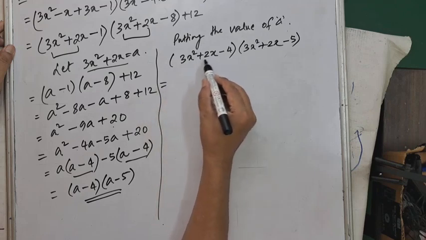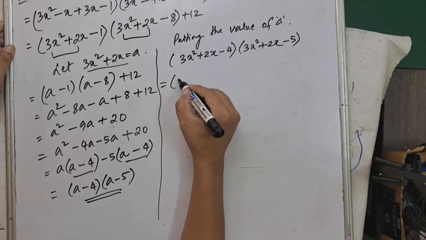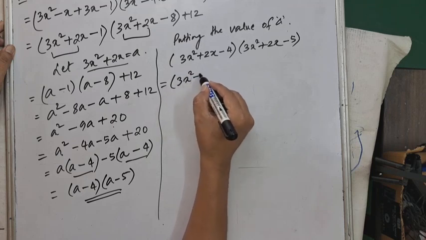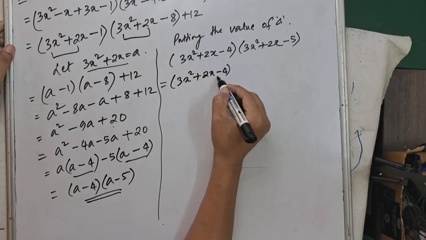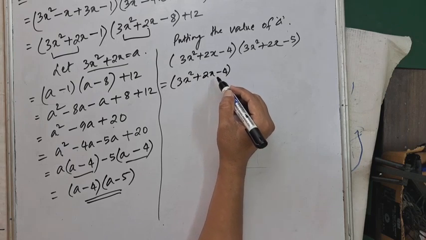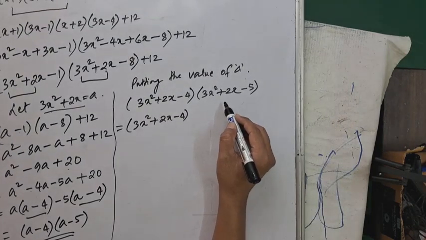So this we cannot factorize further. Okay, so we copy this as it is: 3x square plus 2x minus 4. We cannot factorize this, so we leave it as it is. But this we can proceed with middle term factorization.